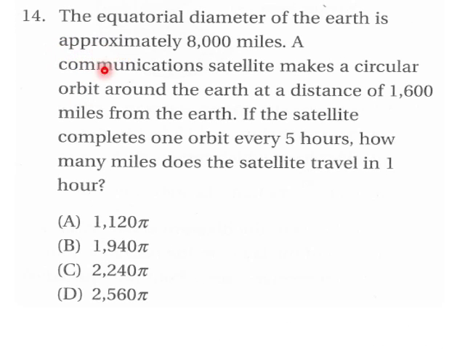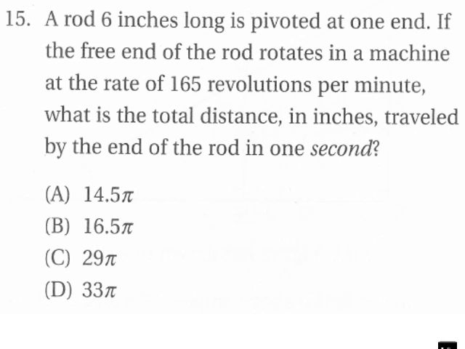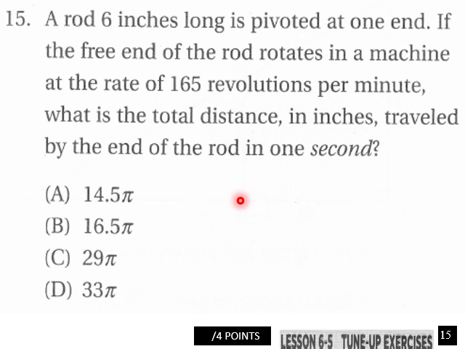Number 14: the equatorial diameter of the Earth is 8,000 miles. How many miles does the satellite travel in 1 hour? And then 15: a rod 6 inches long, pivoted at one end. Okay, that's a good problem. 4 points there.